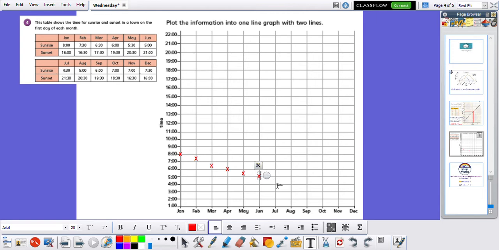July is 4:30. So between 5 and 4. August is 5 a.m. So it's going back up now. It's going back up the y-axis. September, along to September, up to 6 a.m. And then we've got October, so I'm going to go along to October and up to 7 a.m. Then along to November, up to 7 a.m. again.